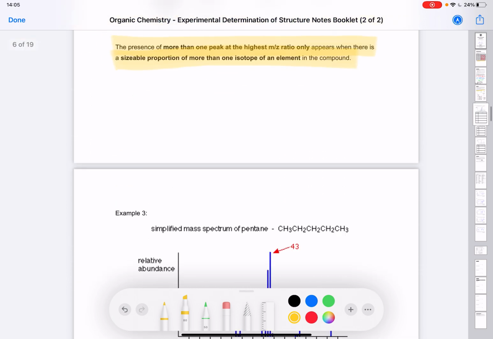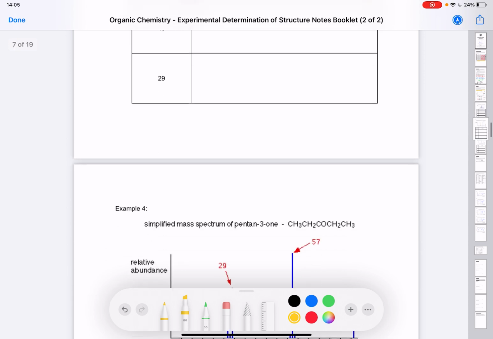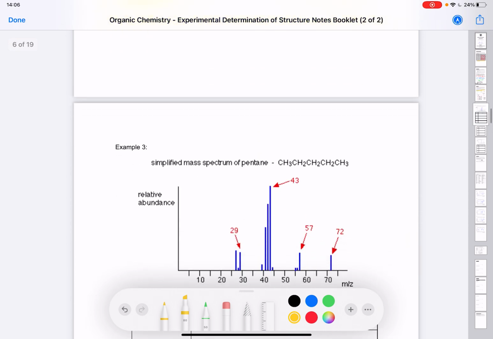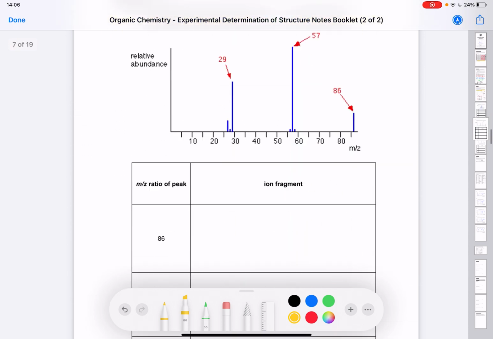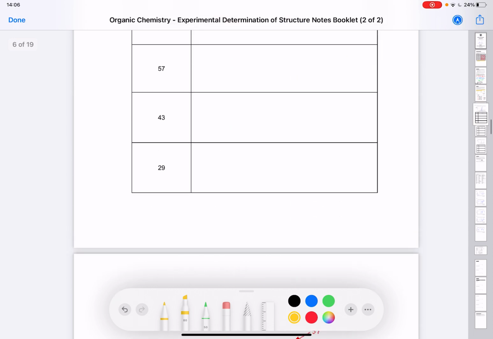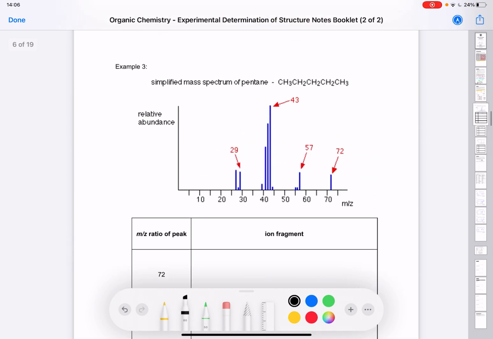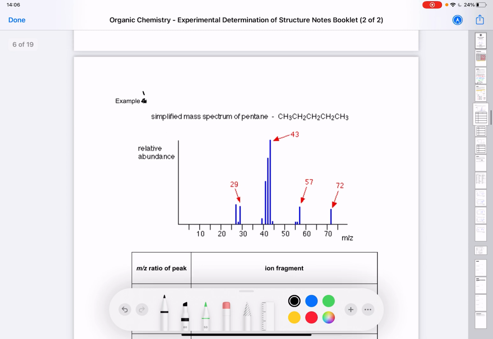So let's look at some examples. I'm not sure why we're going straight into example 3, but what we'll do is we'll just make that example 1. It's probably just a wee typo. Right, so let's look at example 1.